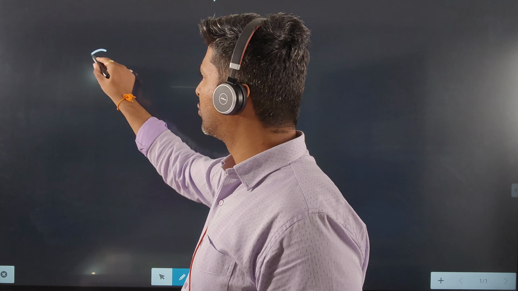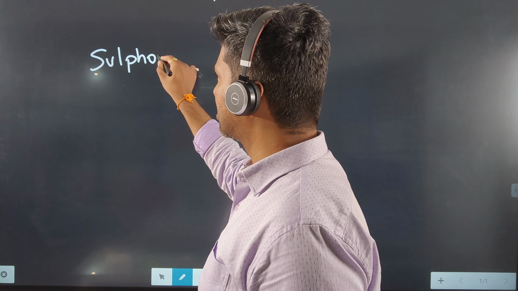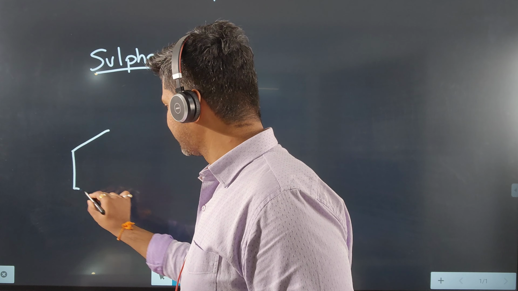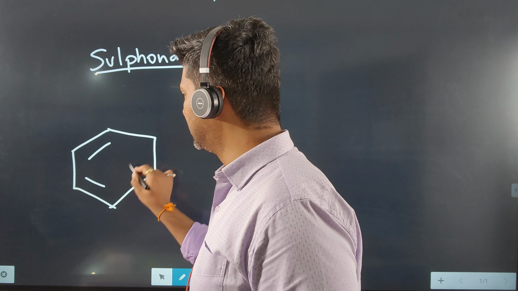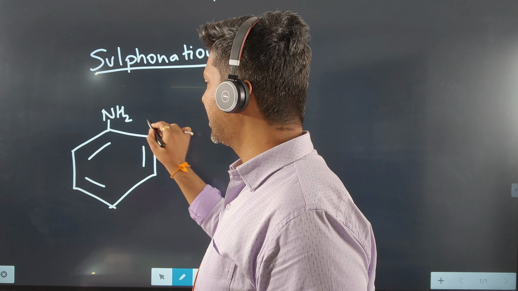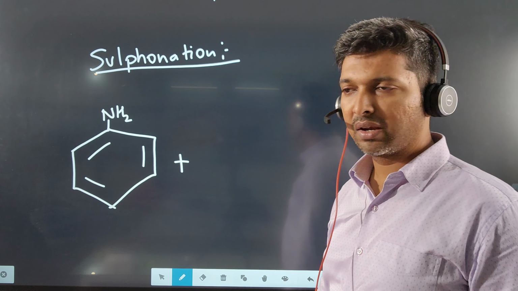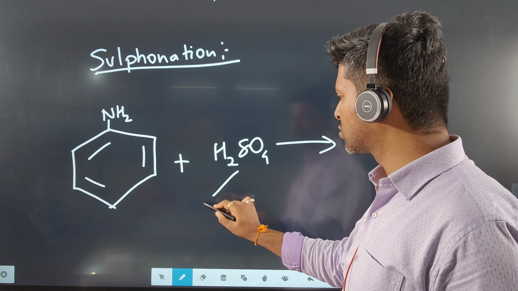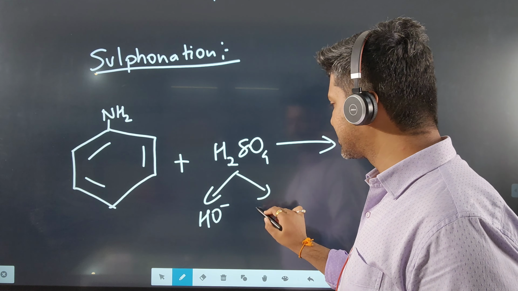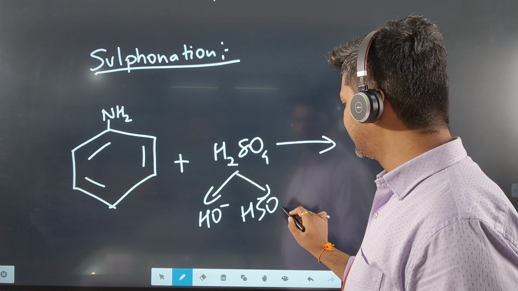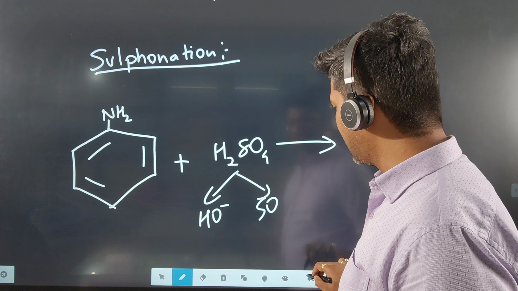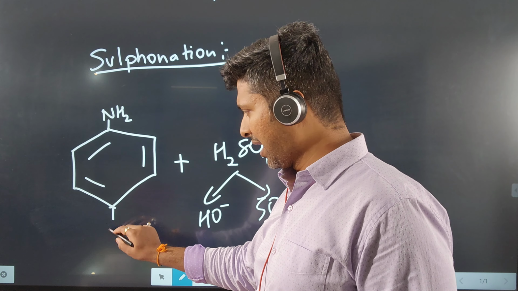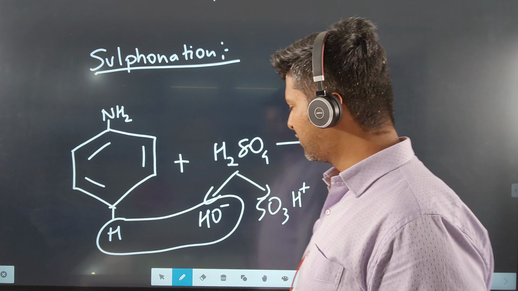Okay, now next is sulfonation. Now this is also an interesting reaction. Here we form a zwitter ion. I'll tell you how. In sulfonation we are having, say for example, aniline. You can take any other aromatic amine, but we are using aniline as the standard, so we'll continue with that. And H2SO4. H2SO4 splits into OH minus and SO3H plus. OH minus and SO3H plus. So one hydrogen from the para position, H and OH combine to form H2O.